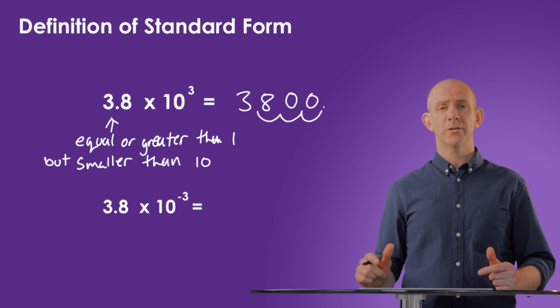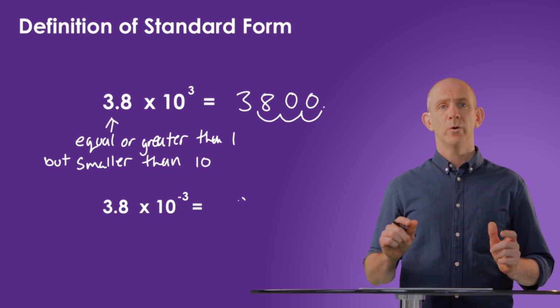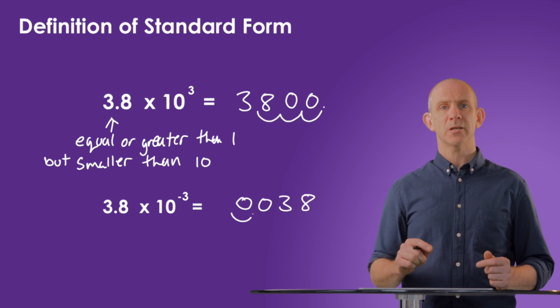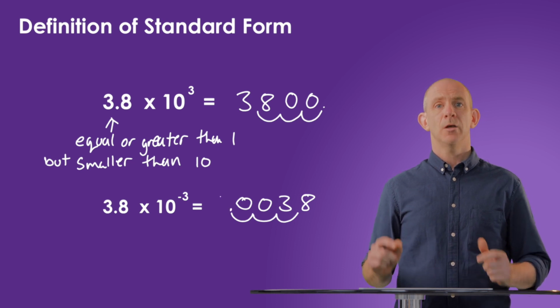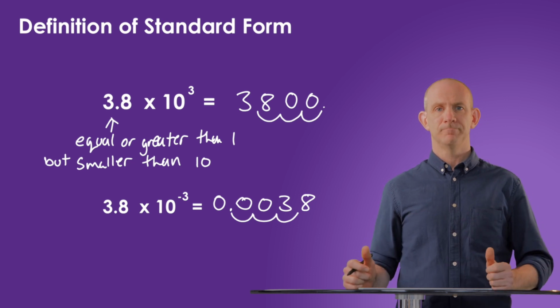Here we've got 3.8 times 10 to the power of negative 3. We can convert it to 0.0038 as we move the decimal place to the left and we fill the empty place values with zeros. Also, put a 0 to the left of the decimal point to show that it's a decimal.